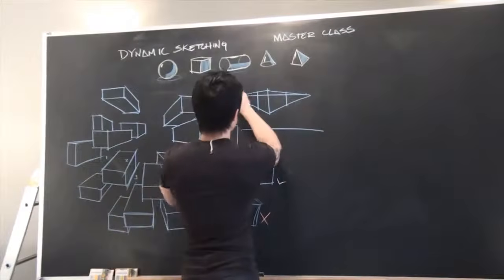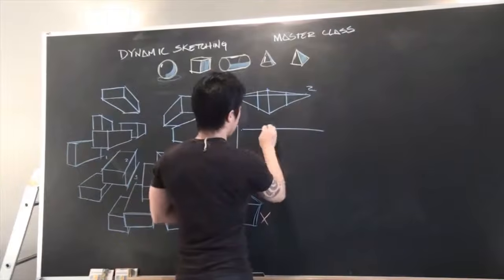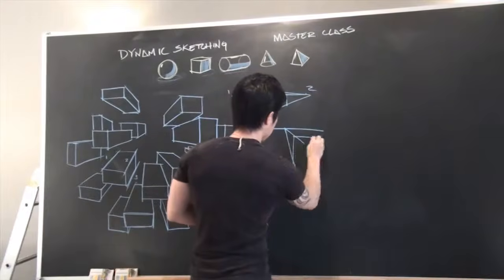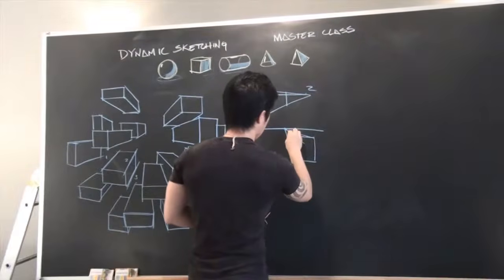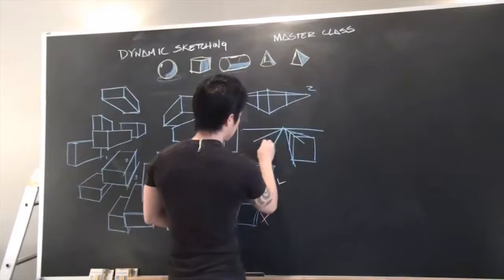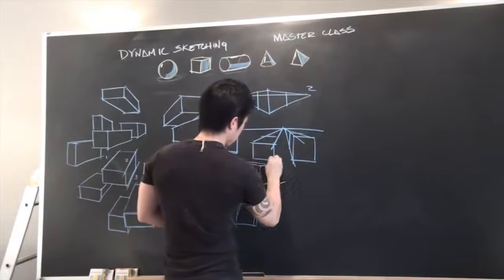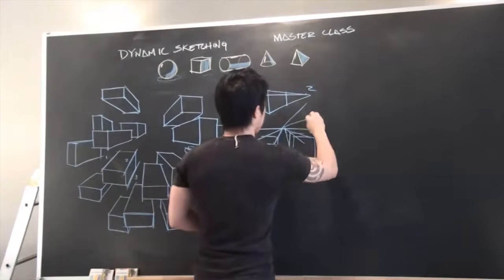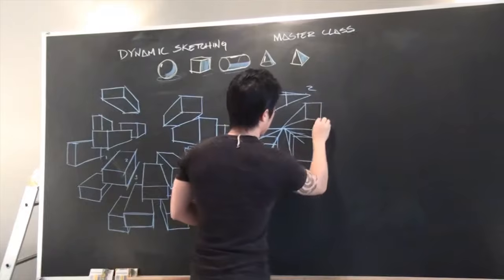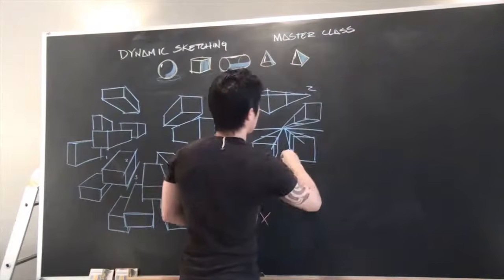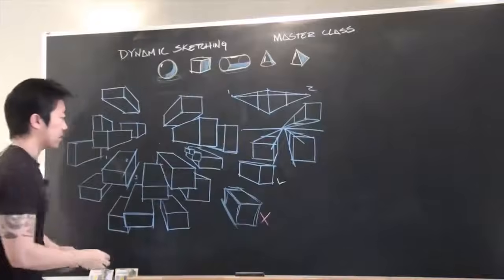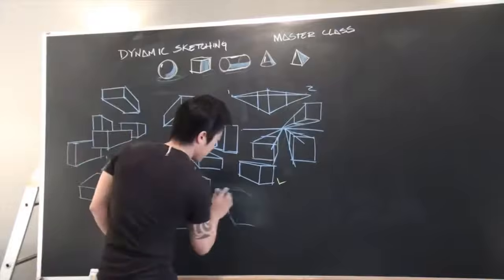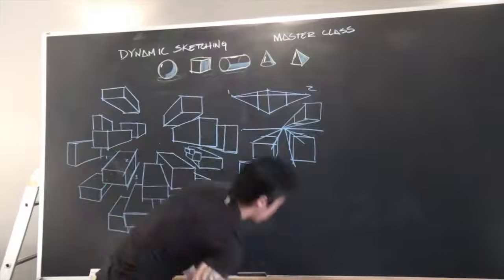So that's the 2 point. This is the 1 point. And just do a page of these, just so you understand the basics of perspective, of vanishing points and horizon line, and then move on to something like this.